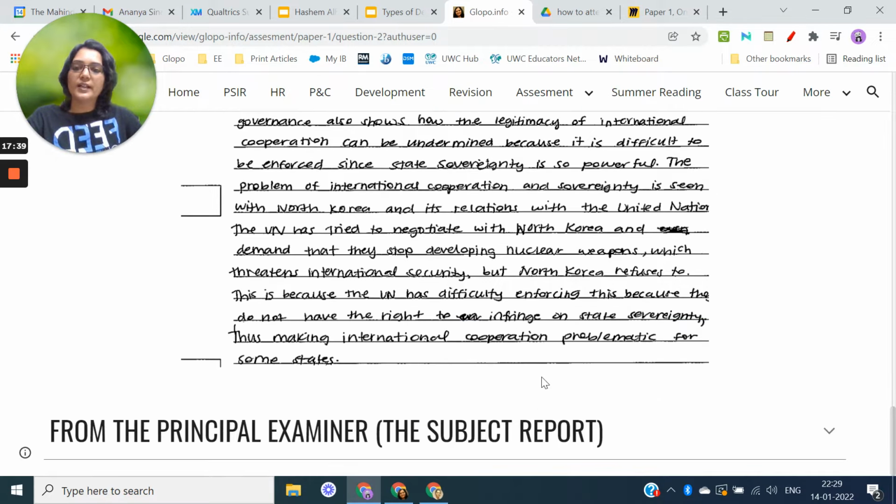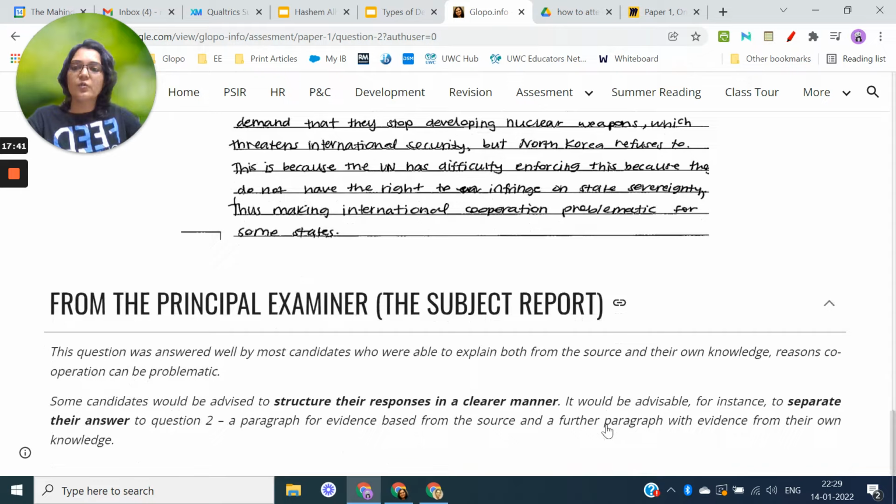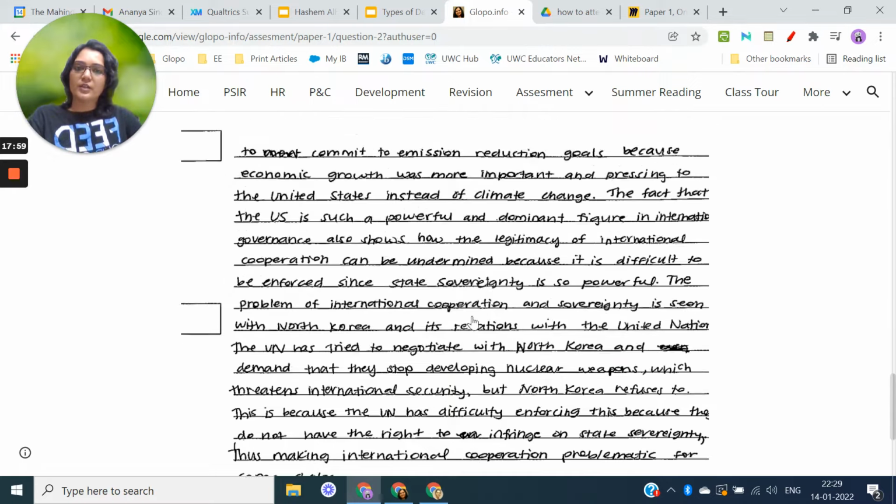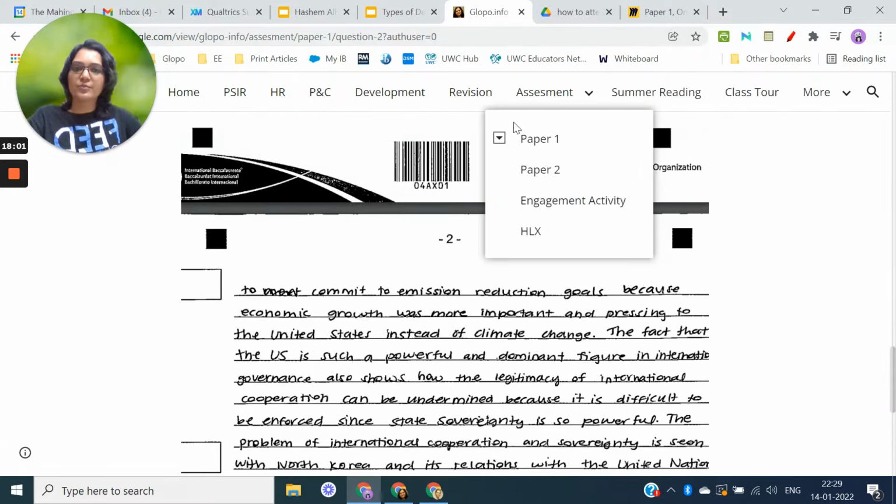Clear enough? Then from the principal examiner, what the principal examiner is asking: structure their responses in a clearer manner, separate their answer to question 2, a paragraph of evidence based from the source, and a further paragraph with evidence from their own knowledge. Clear? So 2 paragraphs are there. I hope question number 2 is also clear to all of you. Okay, so now let's move to question number 3.